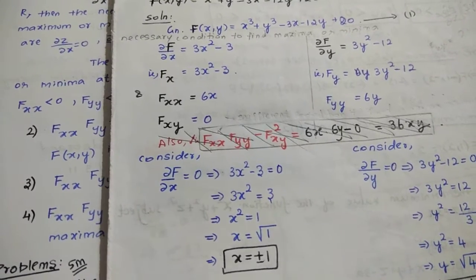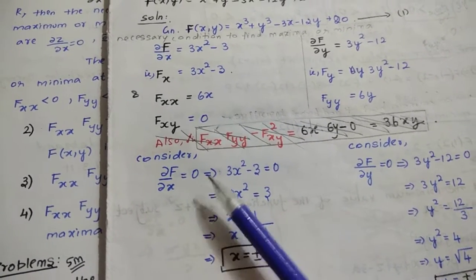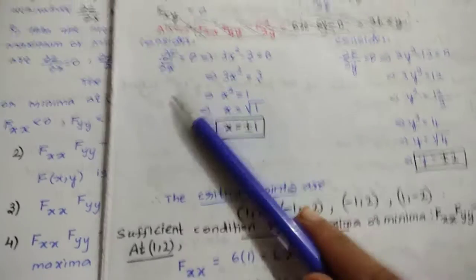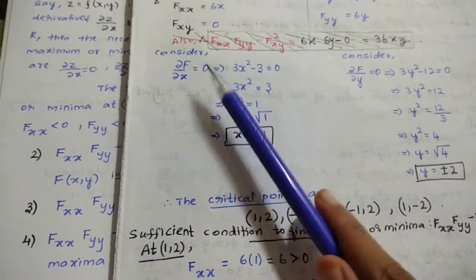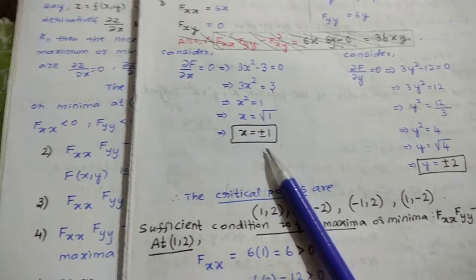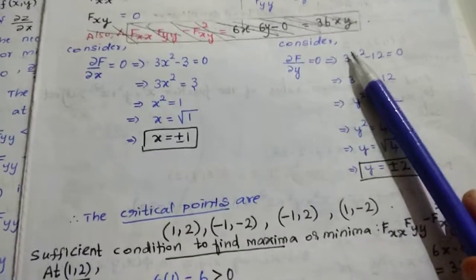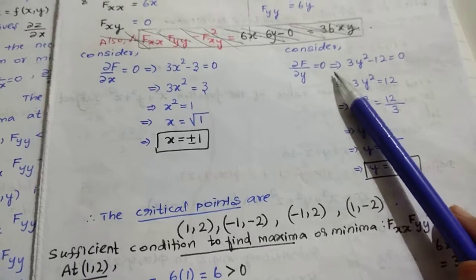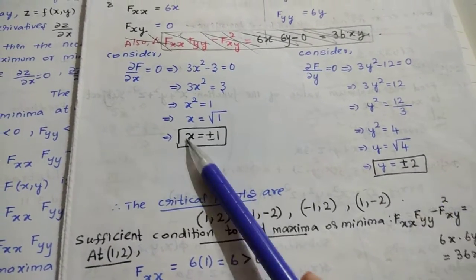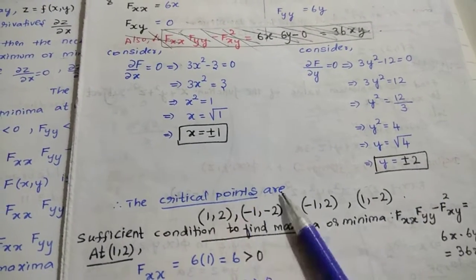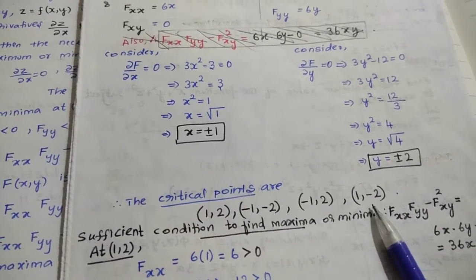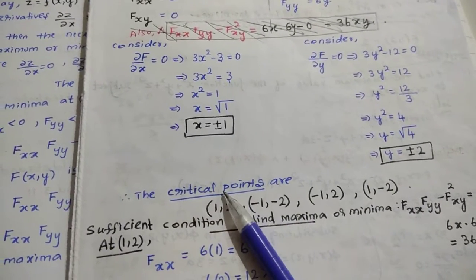Okay, so this is the actual necessary condition to find the maxima or minima. So here consider dou f by dou x equal to 0. It means put dou f by dou x equal to 0. From this you find the value of x, and similarly you put dou f by dou y equal to 0. From this you find the value of y. Okay, using these two, you write the four points, and these points are called critical points.